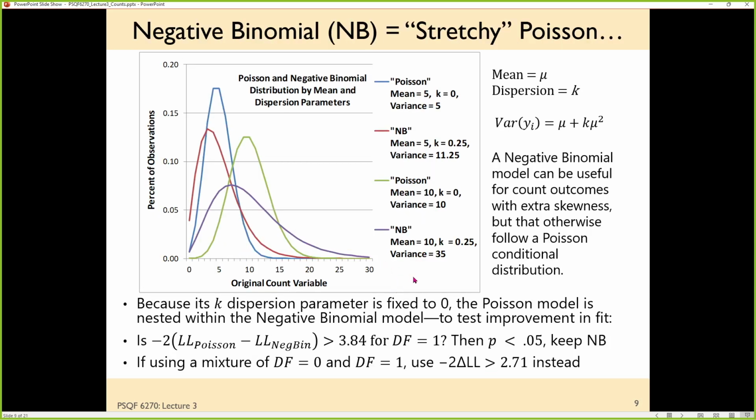So here's what negative binomial looks like. One of the few pictures I made myself as opposed to stealing from Wikipedia. You can think of this as just a stretchy Poisson, because the K dispersion factor adds functionally a positive skew tail to the Poisson that makes it fit count data a lot better. So if you compare the blue line versus the red line, these are both starting out as Poisson distributions with a mean of 5. The difference is that the red line adds a K stretchy factor of 0.25, so it allows the variance to be 11.25 instead, and so it creates that additional skewness.